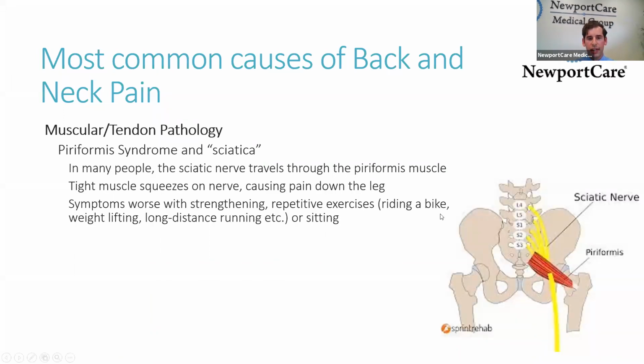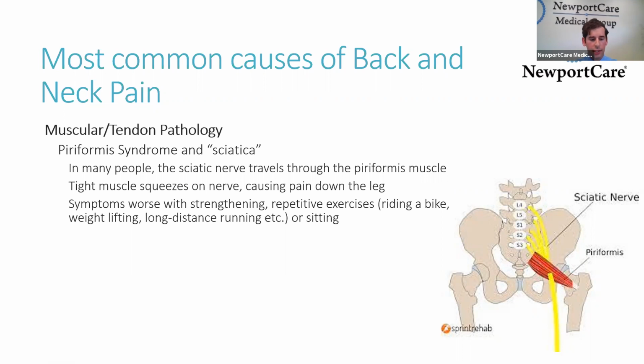So in many people, the sciatic nerve actually travels out of the spine and goes right through the piriformis. And so because of that, when this muscle gets really tight, it can squeeze on the nerve, and then all the nerve signals down the leg will be radiating pain, numbness, and tingling. Symptoms from piriformis syndrome can typically happen with strengthening or repetitive exercises like riding a bike, weightlifting, or long distance running, or even prolonged sitting.